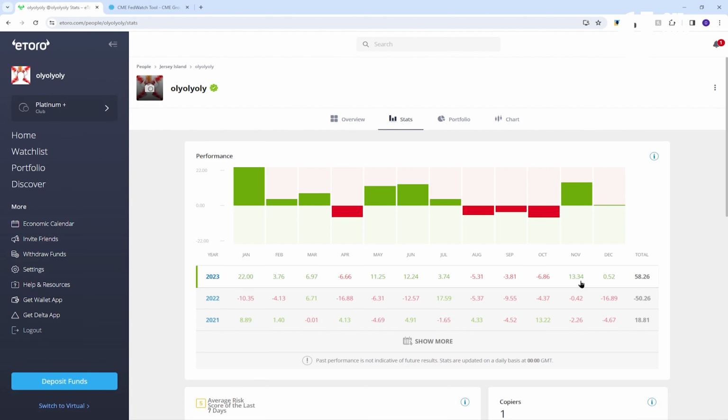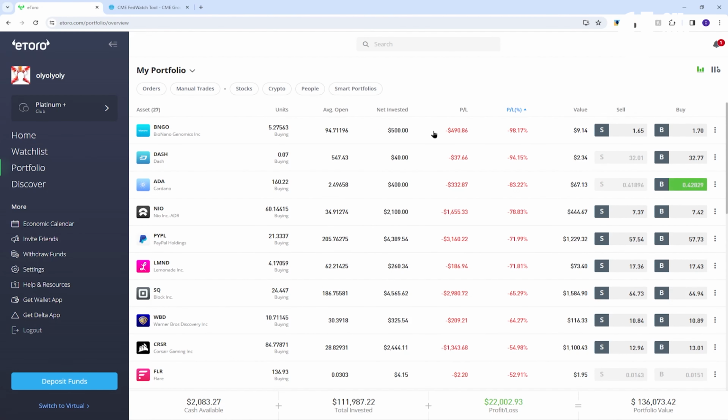And if we look at the stats, I made 13.34% in November, bringing the total for the year to 58.26%. So moving on to my actual portfolio, starting with the worst and moving to the best. Bionanogenomics, as mentioned the last few months, I'm going to stop talking about this unless something notable happens. Similarly with Dash, I'm just going to cash this out in the next crypto bull run, which will be potentially next year, and I will likely close that one at a loss.